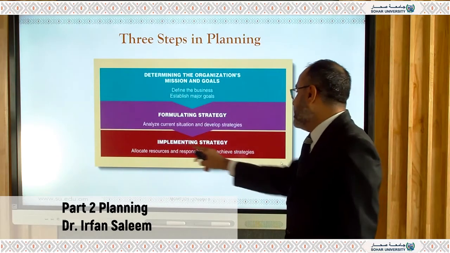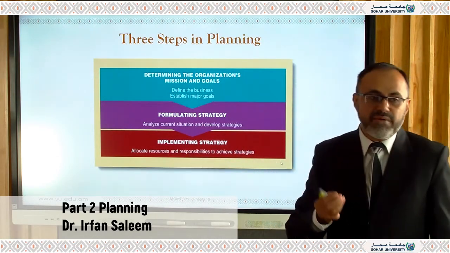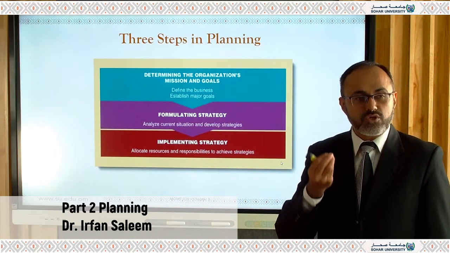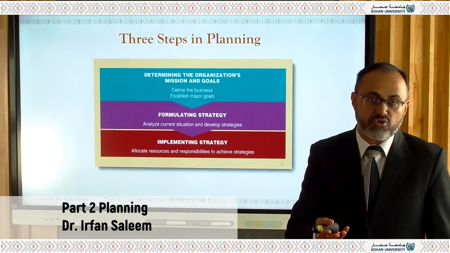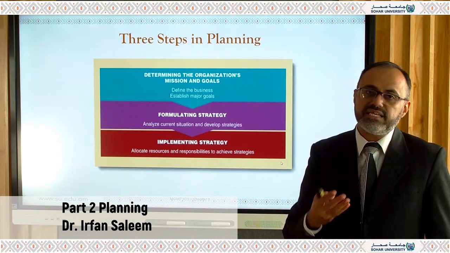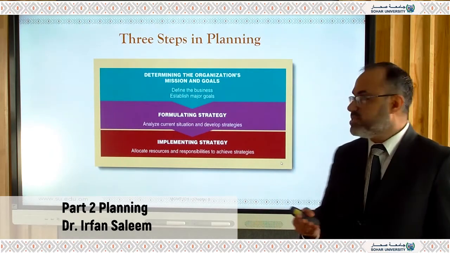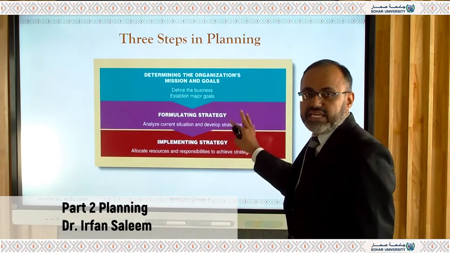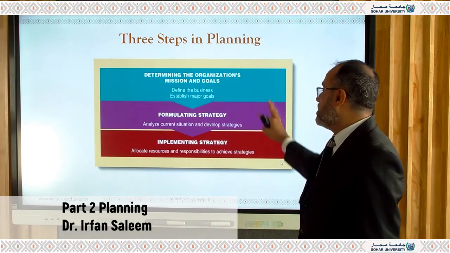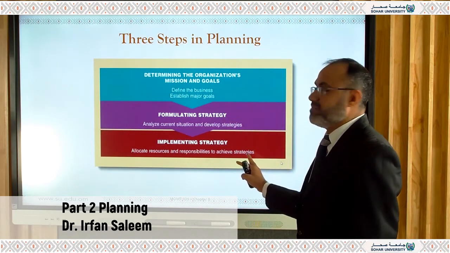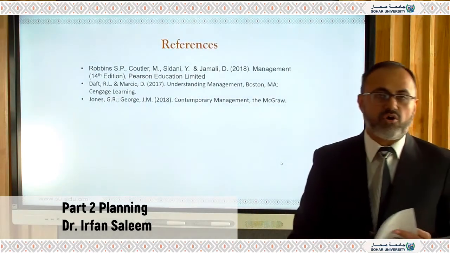Then implement the strategy, so allocate resources and responsibility to each person. For example, if a software manager needs proper software, hardware and computers, and you are not providing those resources to him or her, this means he cannot achieve or contribute or provide proper service to the whole team. So this is the implementation of strategy. Each and every person is important. So you determine the organization's mission and vision, then you formulate the strategy, then you implement the strategy by allocating resources. We will talk more with examples, and that's all for this part.